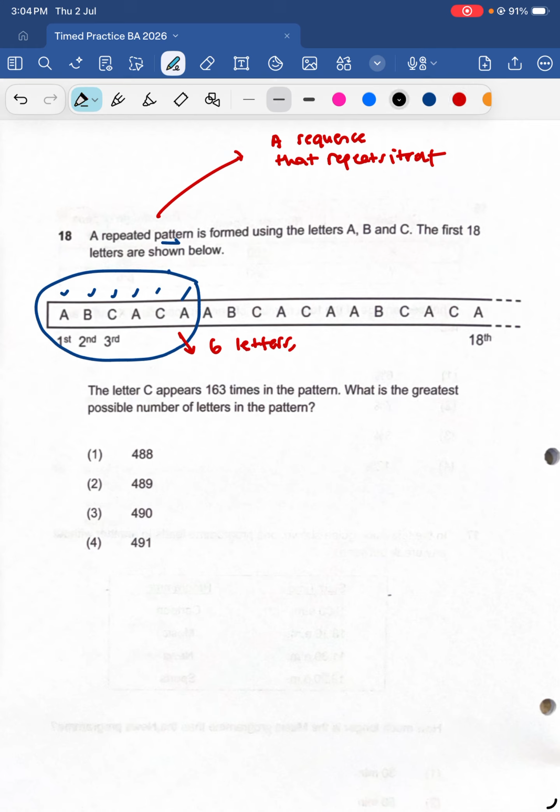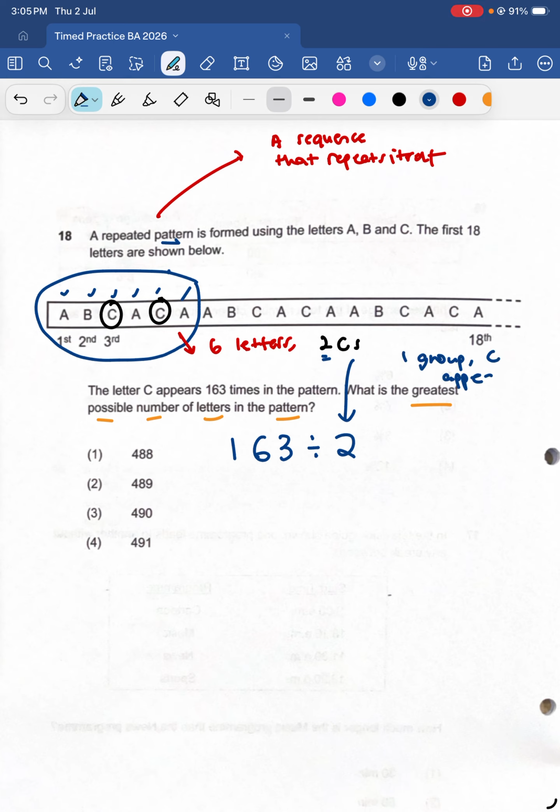And in the 6 letters, C appears 2 times. Why am I interested in C? Because the question asks, the letter C appears 163 times in the pattern. What is the greatest possible number of letters in the pattern? So many of you also divided by 2, because in one group, C appears 2 times. I write down one group, C appears 2 times. Go and find how many groups, remainder what.